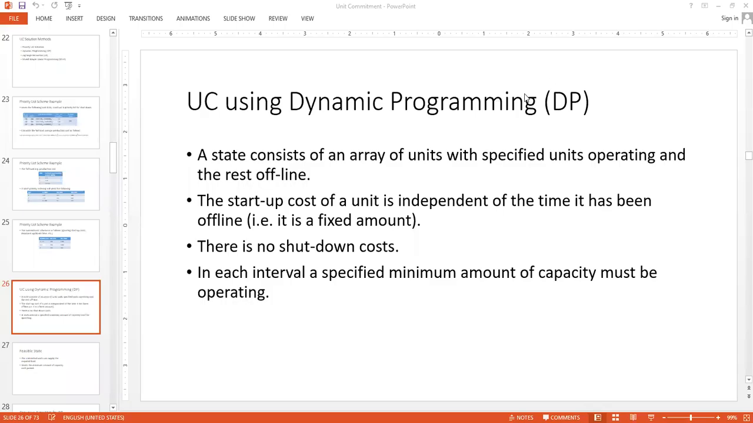Okay, so next what we are going to start is the dynamic programming solution technique for unit commitment problem. So in the dynamic programming problem, we start with some of the features associated with the dynamic programming problem. As I said, I have already mentioned some of the terms, like what is a state.